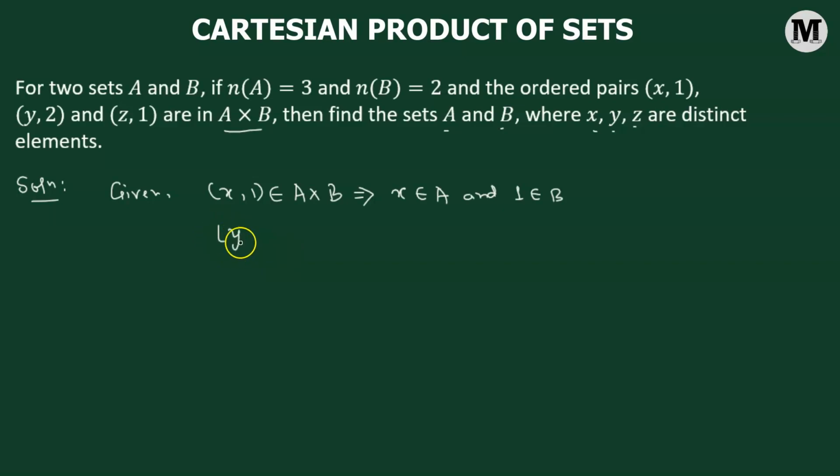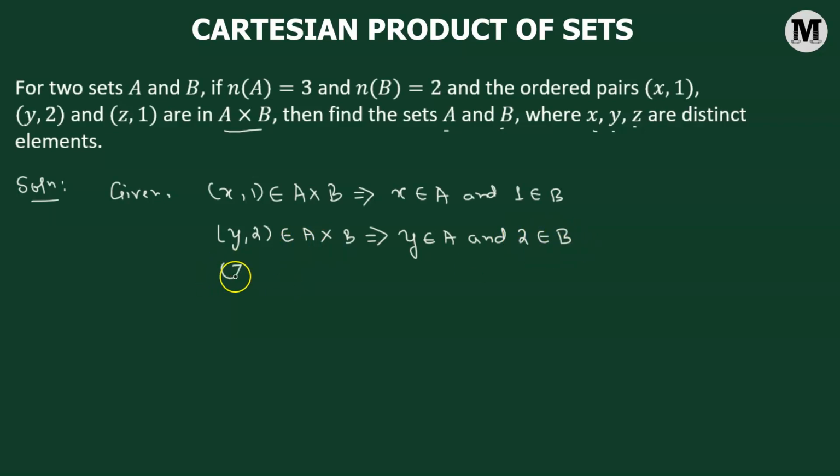Next, it's given here that we have the ordered pair (y, 2), which is going to belong to the Cartesian product of A and B. So this tells us that the first element of the ordered pair, which is y, is going to belong to the first set A, and then the second element of the ordered pair, which is 2, is going to belong to the second set, that is B.